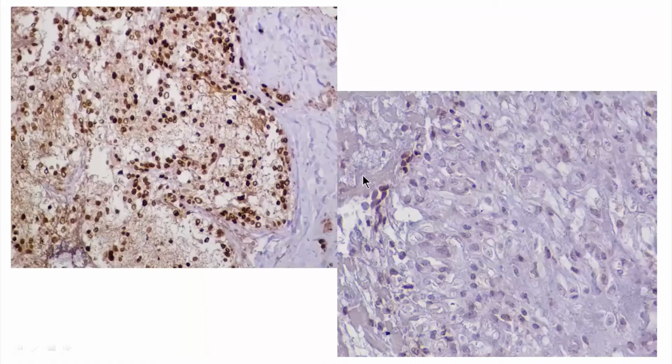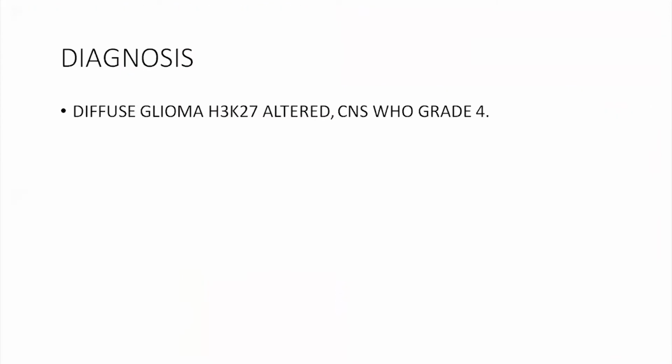It is positive in the endothelial cells, while H3K27M is positive in all the tumor cell nuclei, while it is negative in the endothelial cells. So here the internal control is negative endothelial cells, and here the internal control is positive endothelial cells in ME3. So these are the most important IHC markers for this entity. This is diffuse midline glioma, H3K27 altered, CNS WHO grade 4.